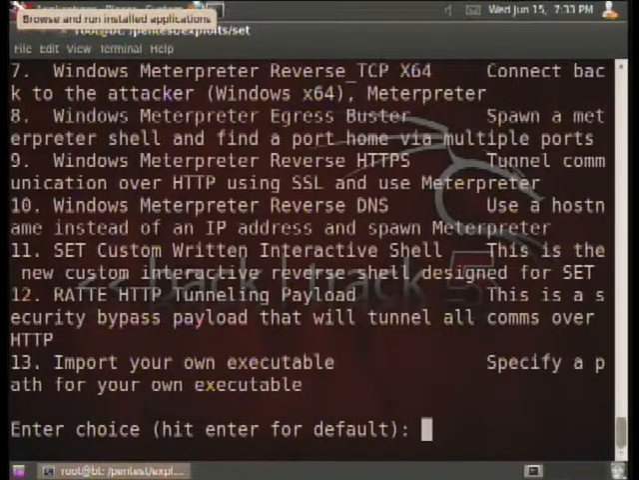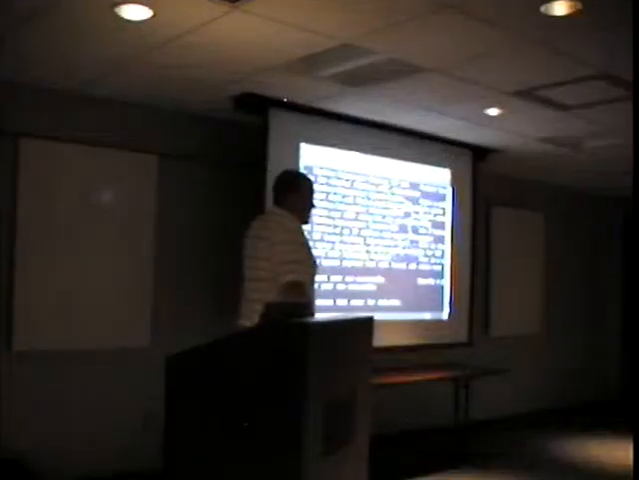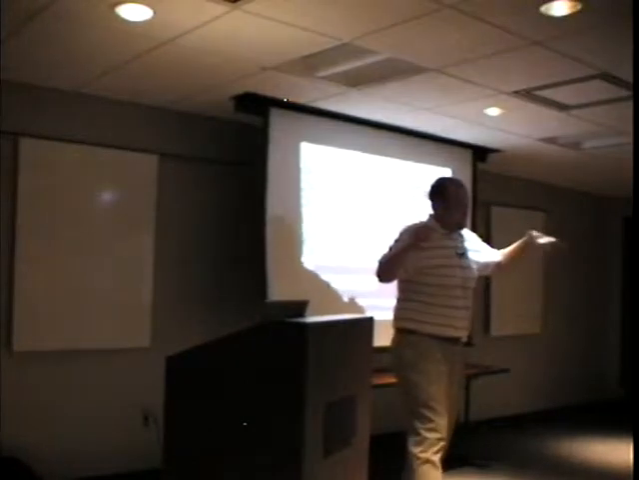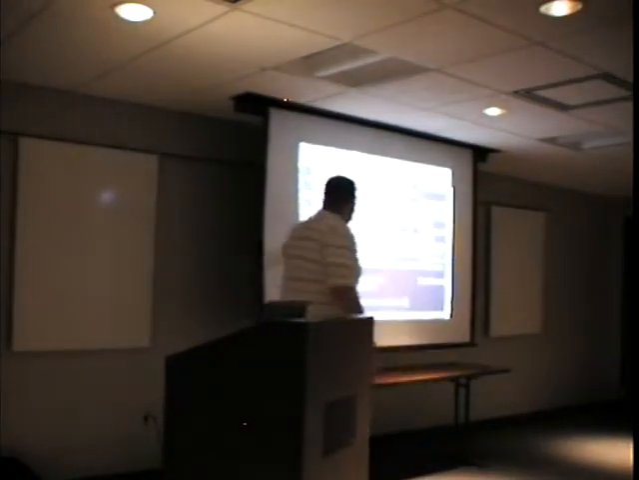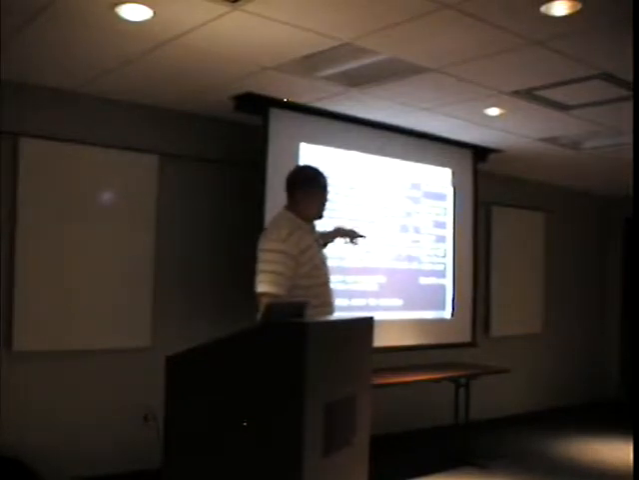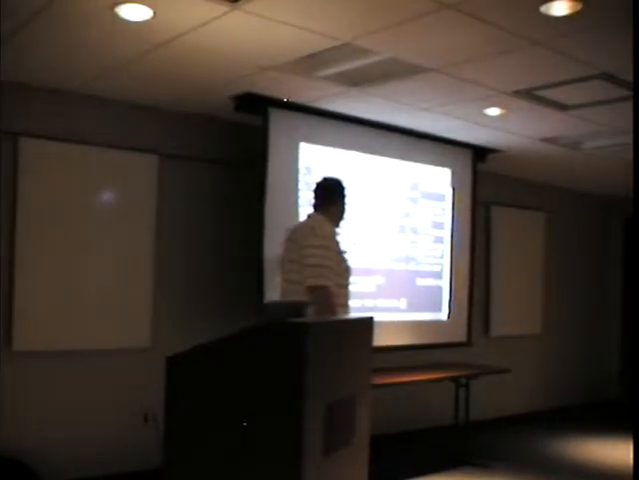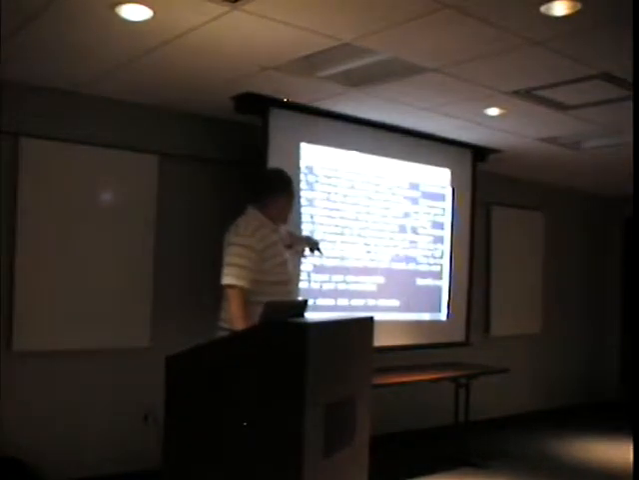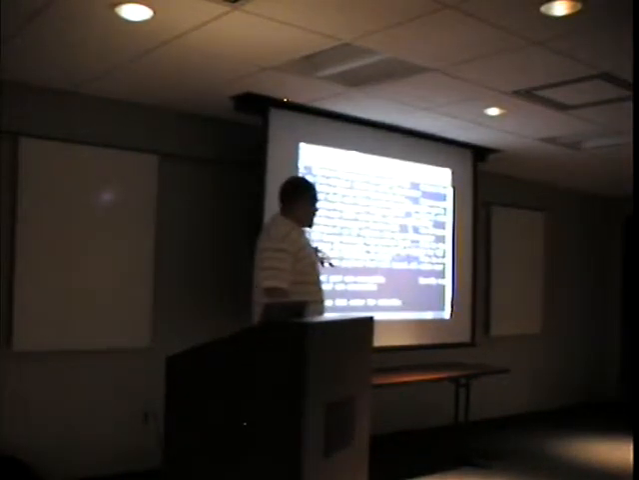And here's where originally in version 1.3, you'd only be able to select Metasploit-based payloads. So you'd only get Meterpreter or different things like that, right? And so with the new version, we incorporated two new payloads. One is called the SET interactive shell, and then the RATTE HTTP tunneling payload. And we'll talk a lot about the SET interactive shell, but RATTE is also a really cool one.